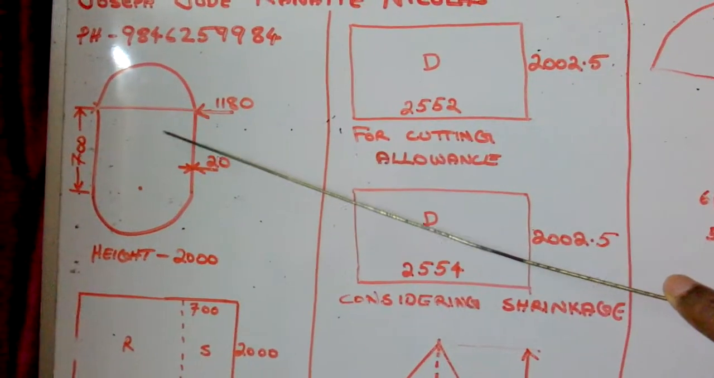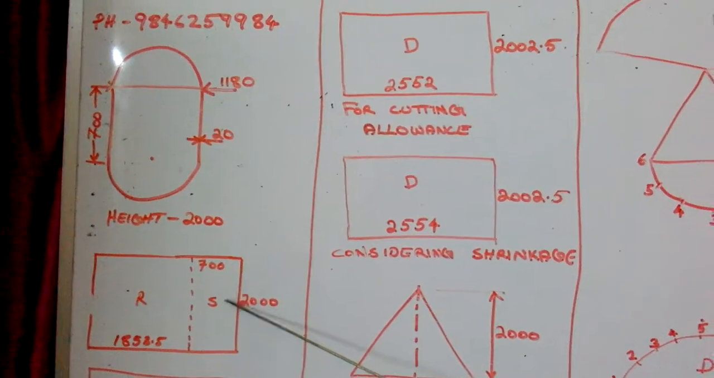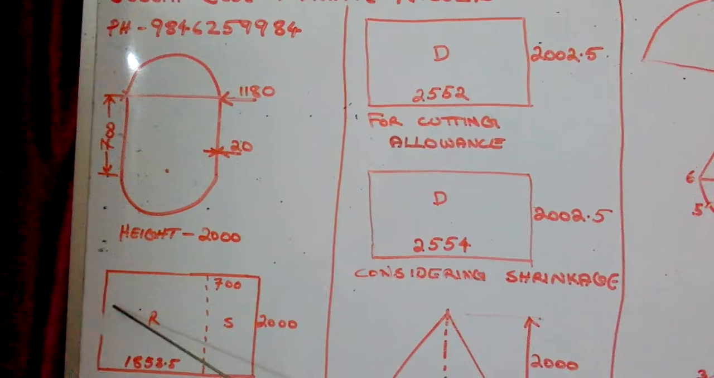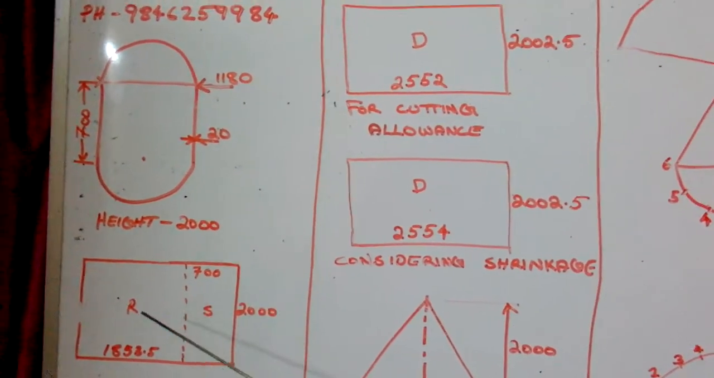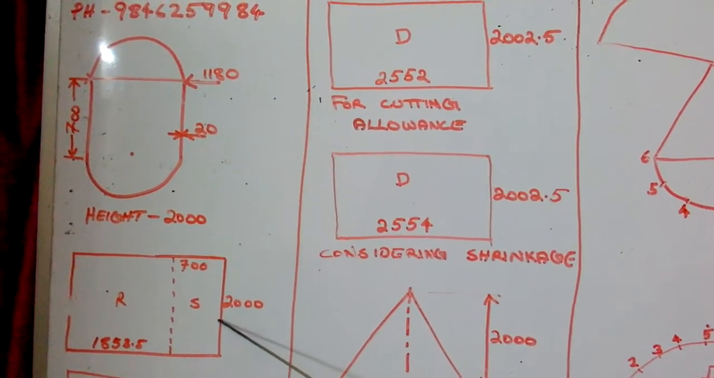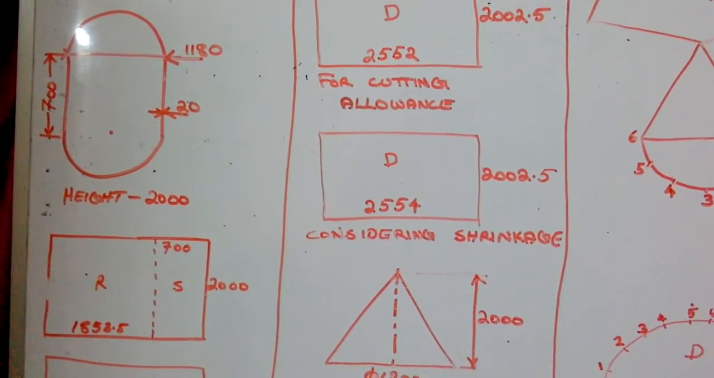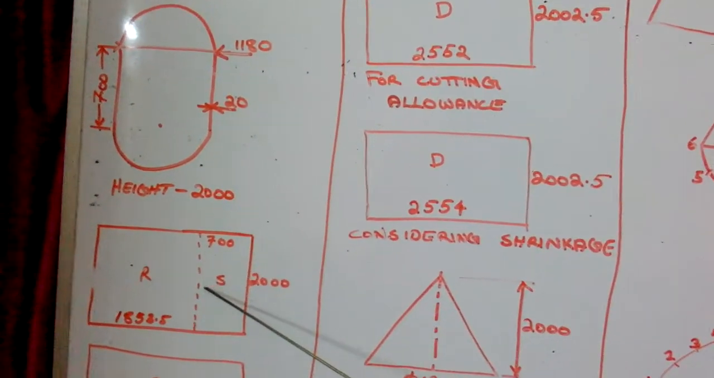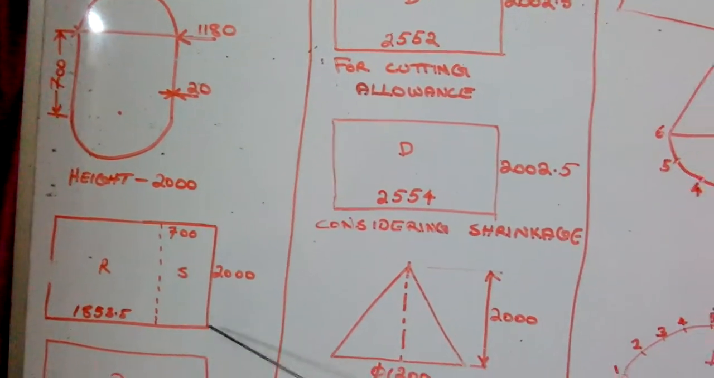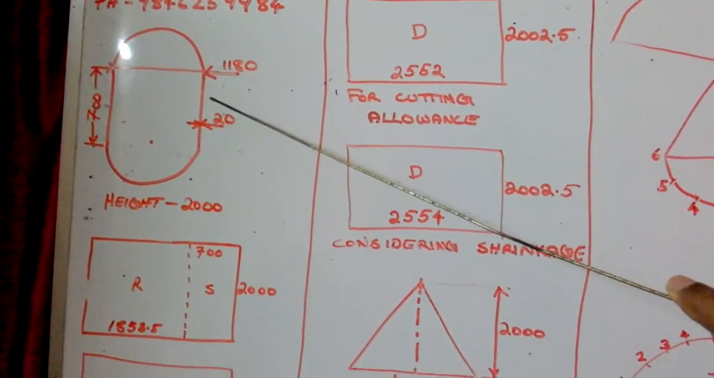For making its development, we came to one decision and said this kind of one job has to be made. In this portion, from here to here, we have to roll. As a short form, I have written R. And from here to here, we shouldn't roll, and that portion has to be kept straight. I have written S there. It is 700 and it is 1853.5, and its height is 2000.